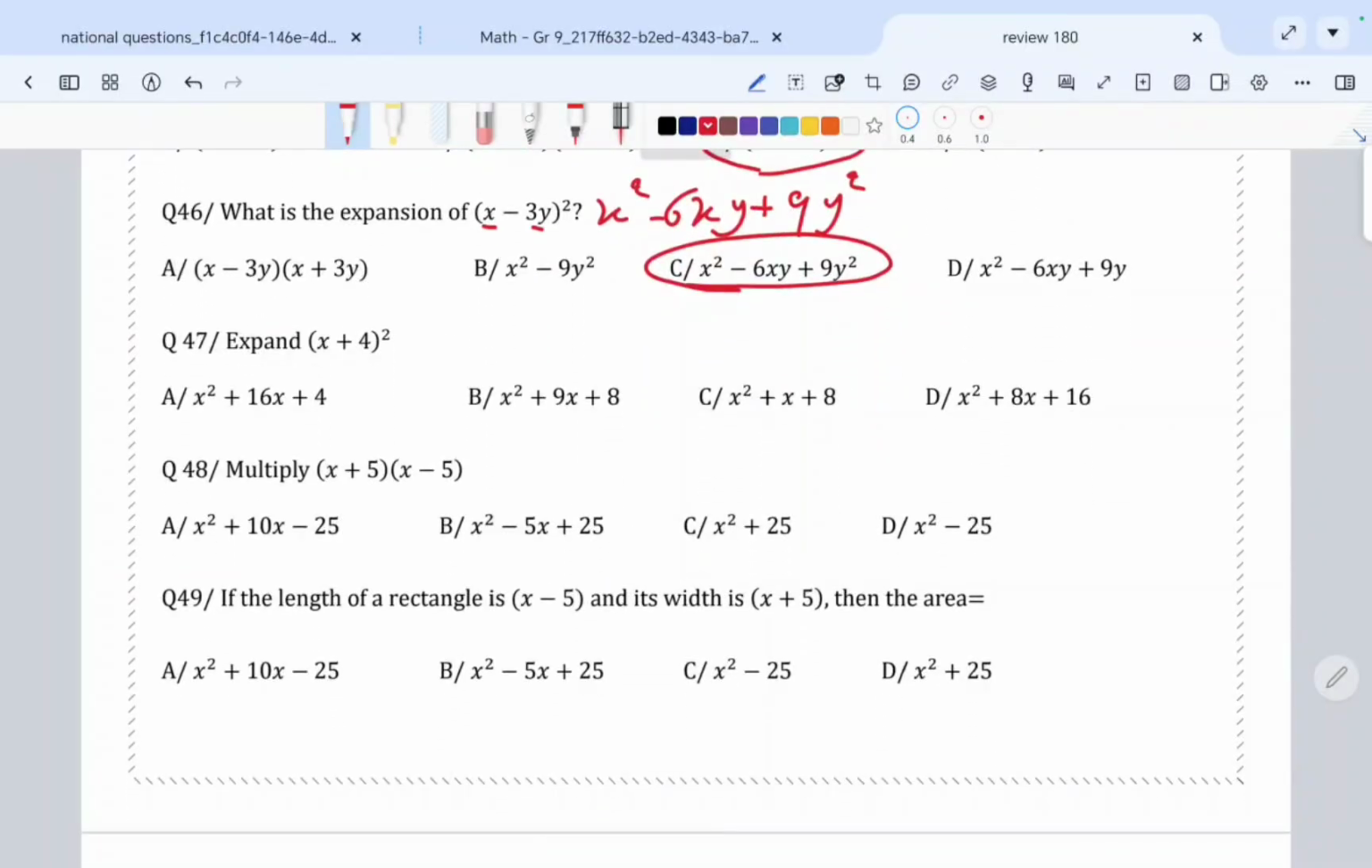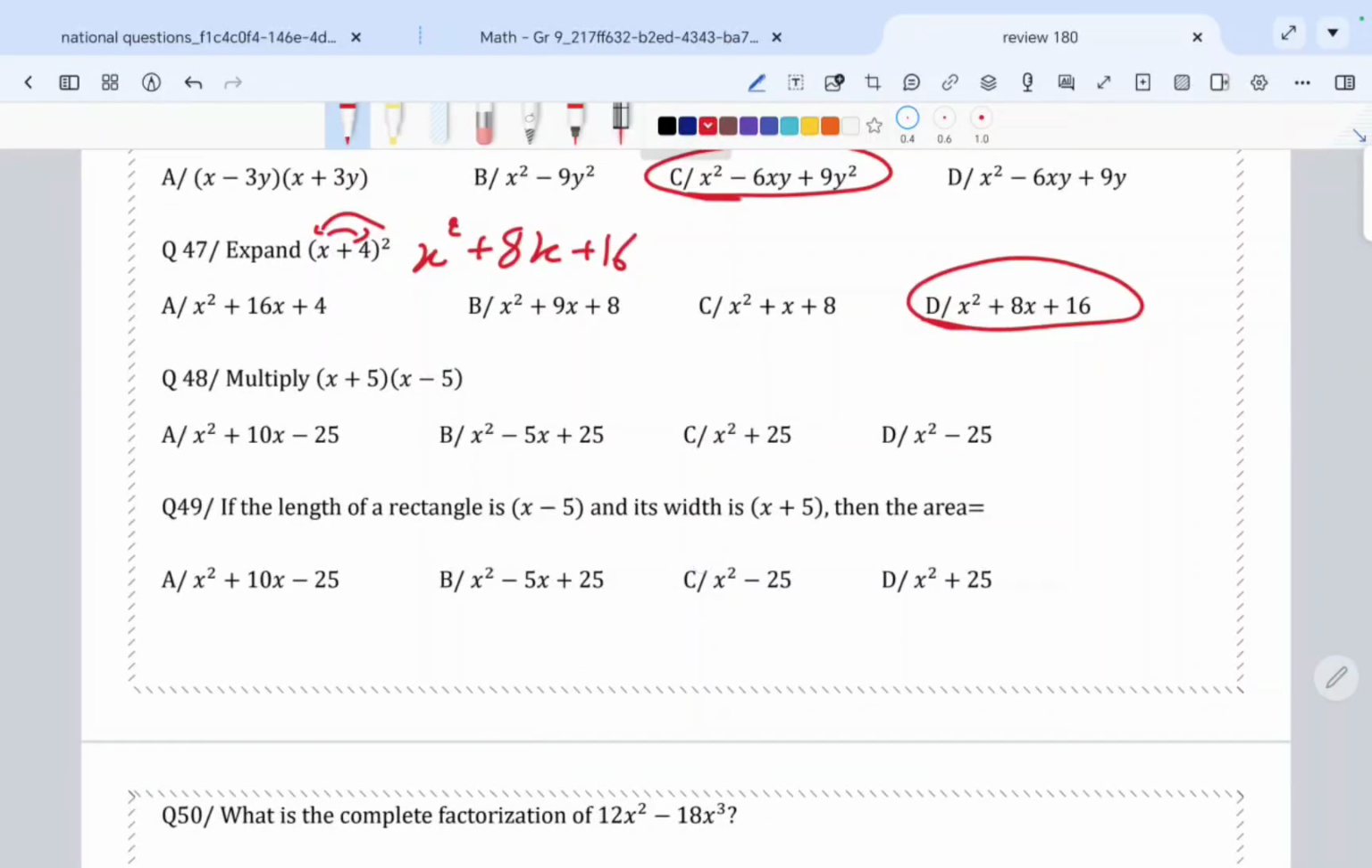Expand x plus 4 power 2. Again, the same thing. First term power 2 plus 2 times first term times second term. 2 times x, 2x, 2x times 4, it will be 8x. Plus 4 power 2 equals 16. Which one is correct? D.